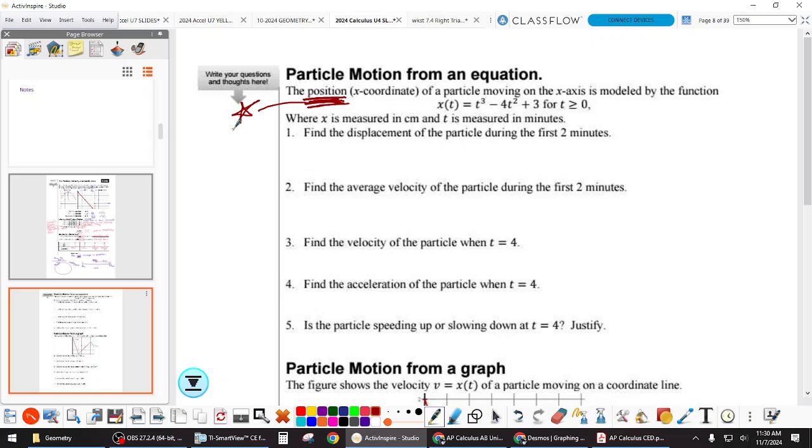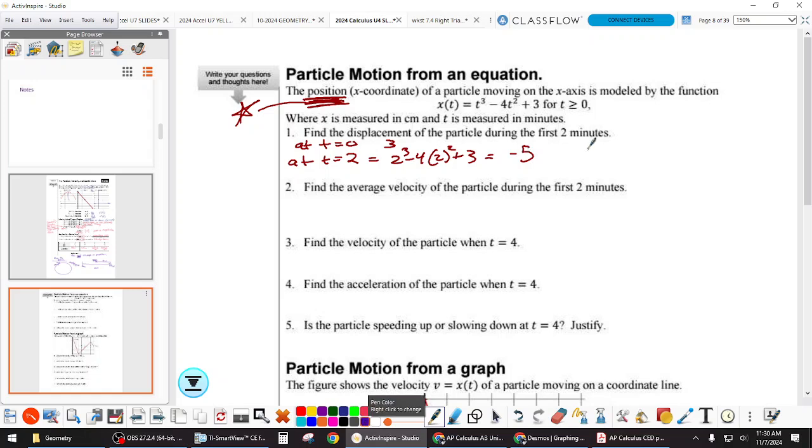It just kept coming. Sometimes you'll be given, instead of the position function, maybe the velocity function. So you have to read carefully. So, like you said, we'll just do 0, which is just 3. At t equals 0, it's 3. And at t equals, what was the time? 2. So 2 cubed minus 4 times 2 squared plus 3 is, what is that? 8 minus 16, negative 8 plus 3.